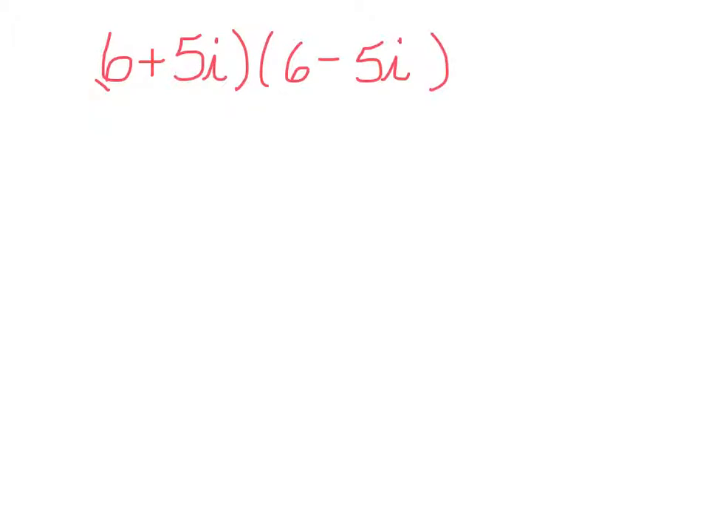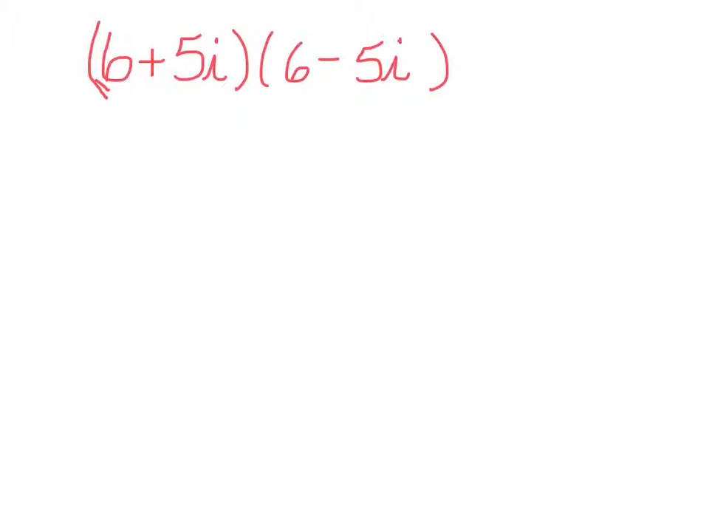All right, let's try another one. So let's say I have 6 plus 5i, and I want to multiply by 6 minus 5i. Now, if you recall, these are called conjugates. Remember, a conjugate is just a binomial whose middle term is the opposite of the first middle term. So we have 6 plus 5i. In the second set of parentheses, we have 6 minus 5i. It's just the sign in the middle that's changing, not both signs.